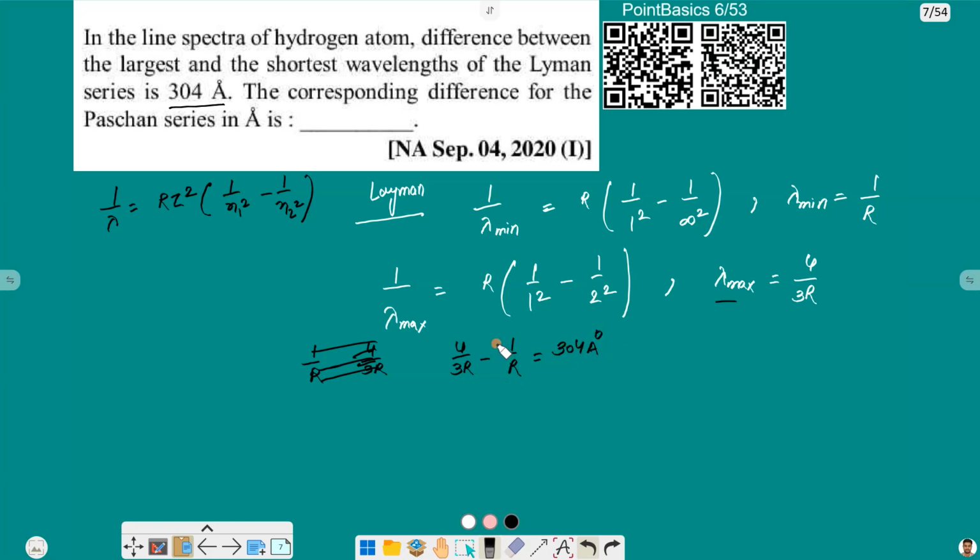And that can be written as 3 by 3R, so basically 4 minus 3, that is 1. So 1 by 3R is equal to 304 angstrom. From this, 1 by R is equal to 912 angstrom. Okay, so let's move to the Paschen series.